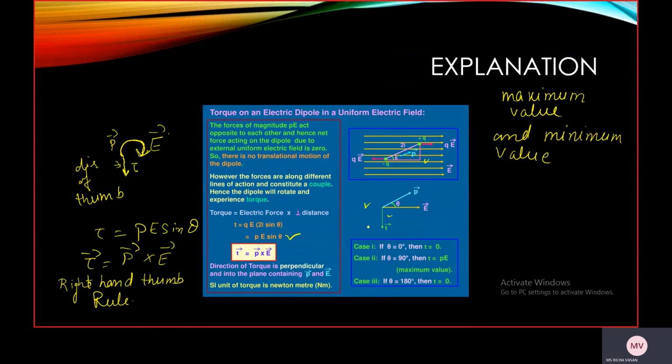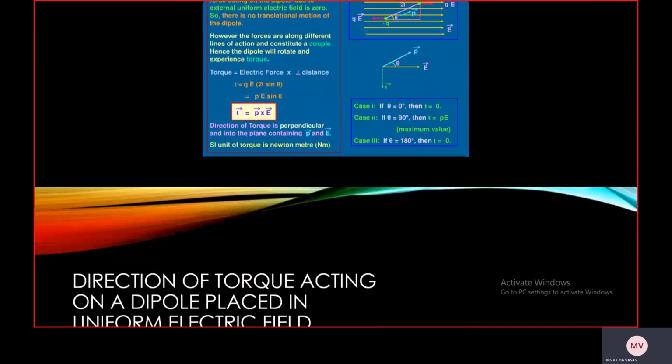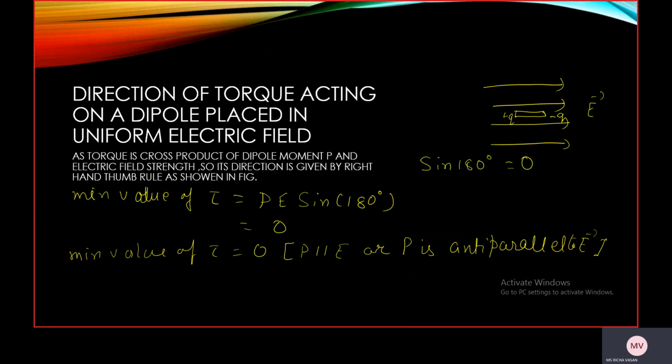Then we also discussed what will be the direction of the torque. The direction of torque will be given by right hand thumb rule, and it will follow the rules of cross product. Then we discussed what will be the maximum value of the torque and what will be the minimum value of the torque. So minimum value of torque is 0 when the dipole is parallel or anti-parallel to the electric field, and maximum value of torque is equal to the product of the magnitudes of dipole moment and electric field, and this happens when P is perpendicular to electric field.